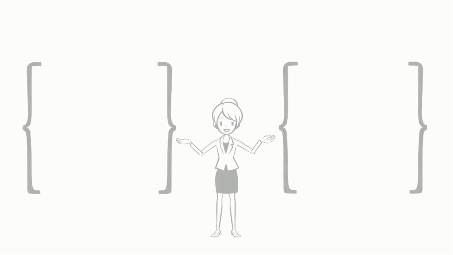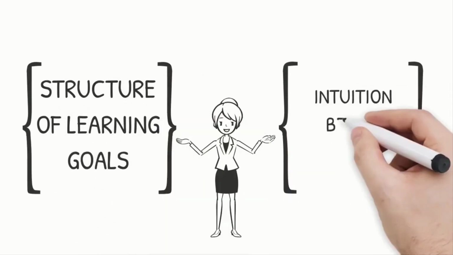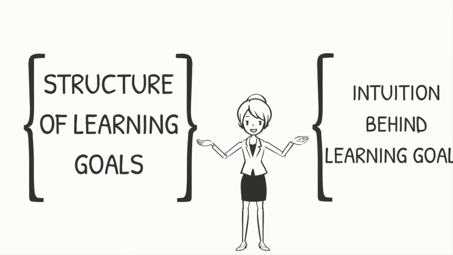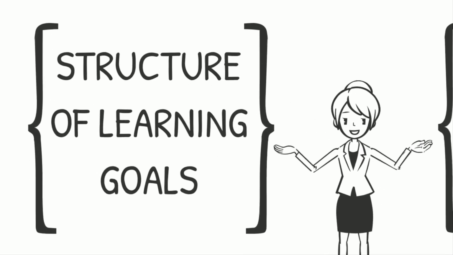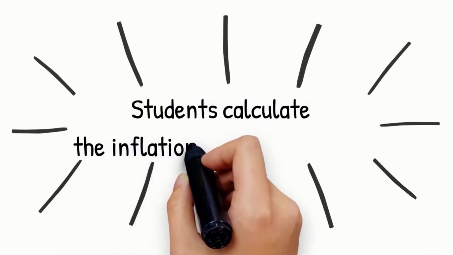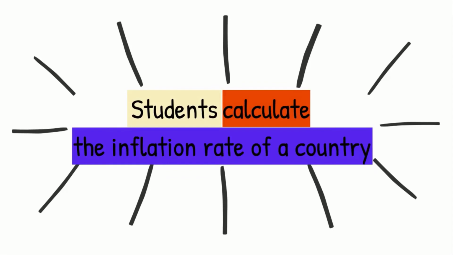In this part of the video, we will show you what a learning goal looks like, or rather how it is structured, and also explain the intuition behind learning goals. In order to explain the theoretical structure of a learning goal, we will consider the example: students calculate the inflation rate of a country. As you can see, a learning goal consists of one single sentence with the same main parts as a normal sentence: noun, verb, and object.